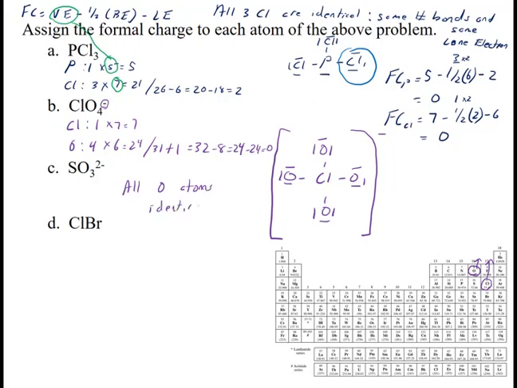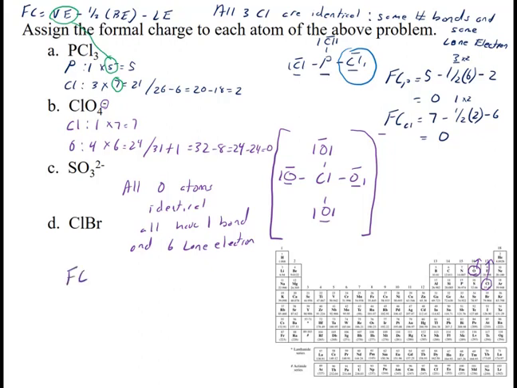In the fact that they all have one bond and 6 lone electrons. So therefore, I'm going to only do it once. Okay? And so this is going to become, I'll do it down here. I'm going to erase something anyway.